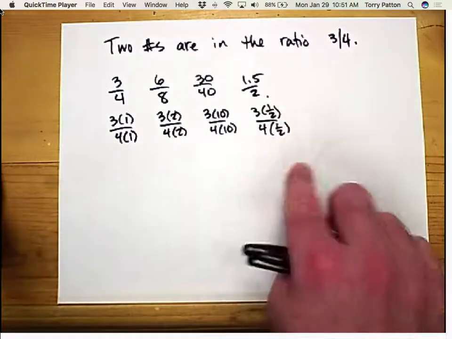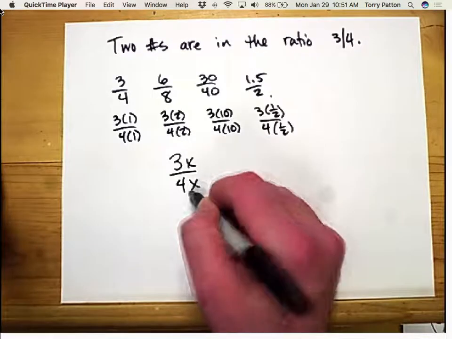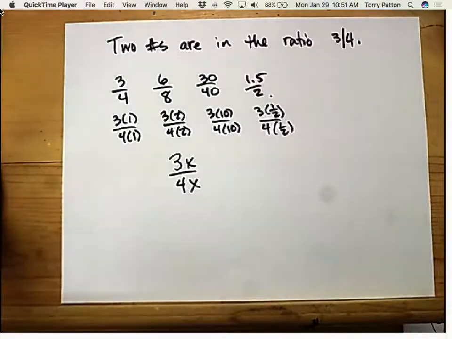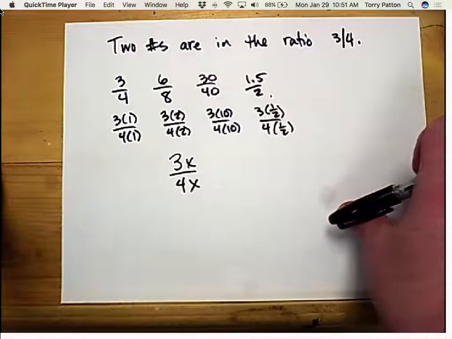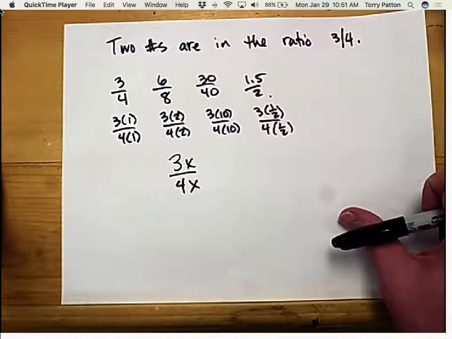So every one of these is 3 times some number over 4 times that same number, right? So if I give you two numbers are in the ratio of 3 to 4, you could write the smaller number as 3x and the larger number as 4x.